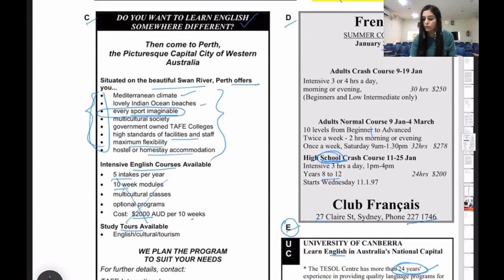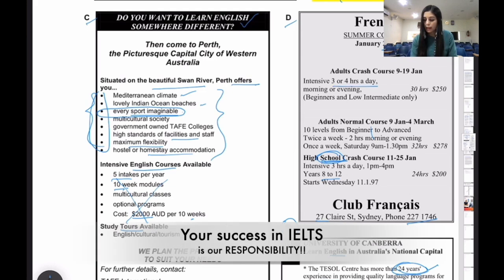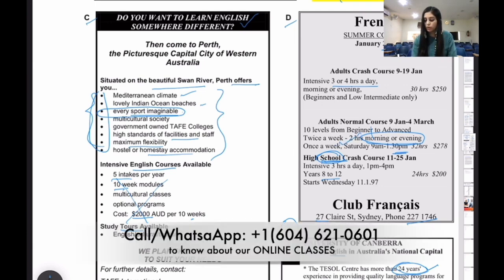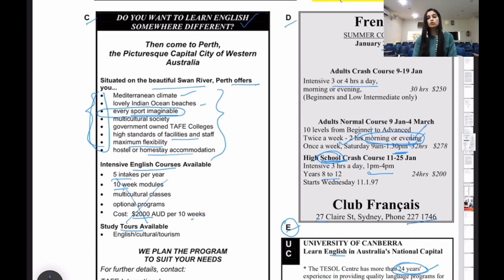Here I see a lot of time in D. So it says 3 to 4 hours and morning or evening. So they have two options, 2 hours, morning or evening. Here you also see PM here, and 1 p.m. to 4 p.m. Exact same word has been used, evening. So the answer to this question will be D.